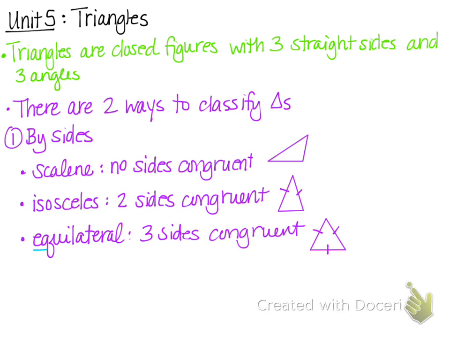And we also have equilateral. Equilateral looks like equal. That means that all three sides are congruent. So all three side lengths have equal measure. That's why I marked them all with the same congruent mark.